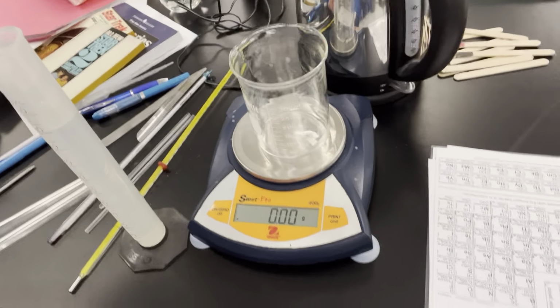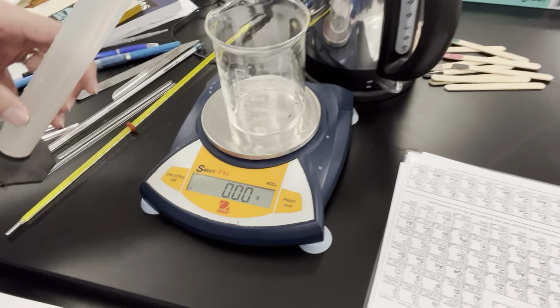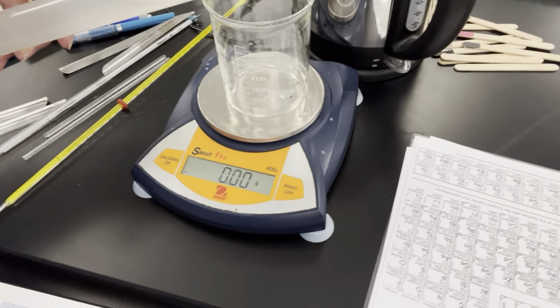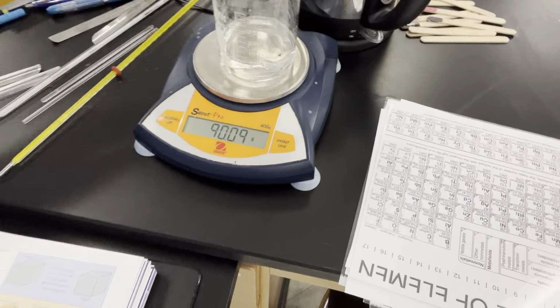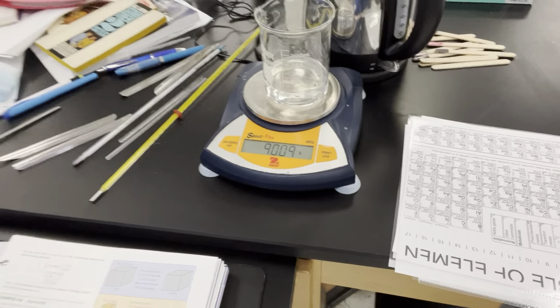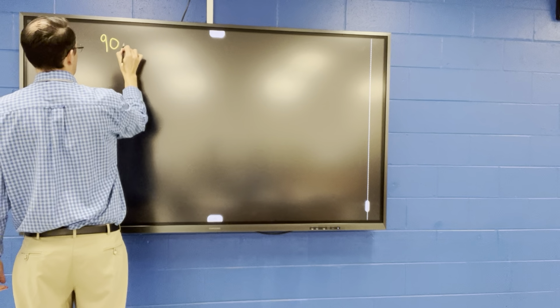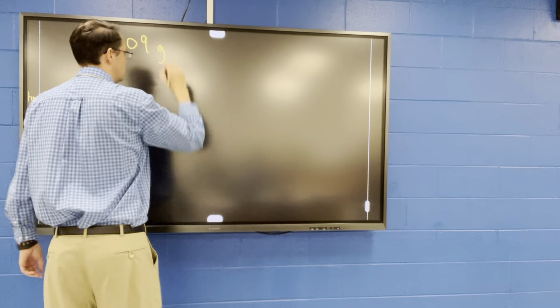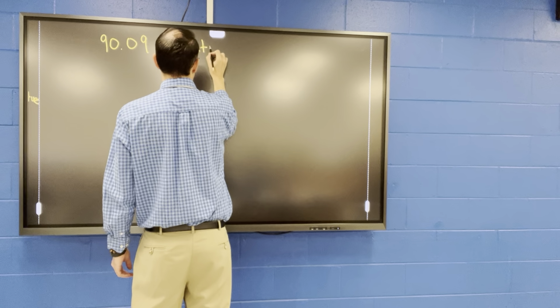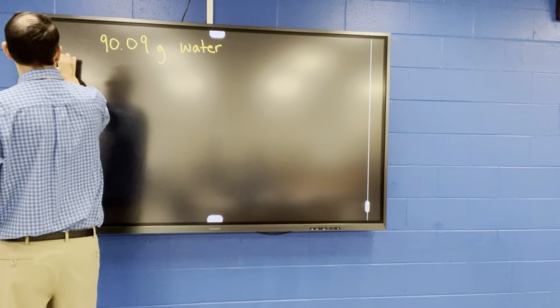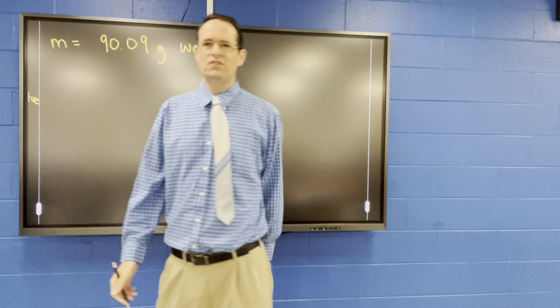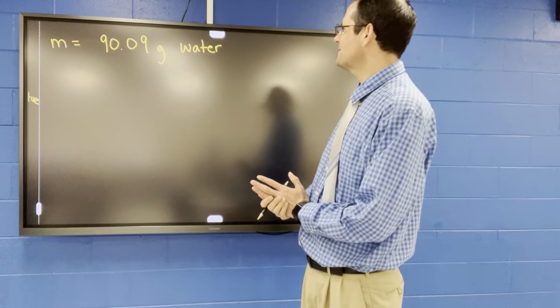I have a balance, and I have some water in here. It's zeroed out and ready to go. That's 90.09 grams. Remember that grams is a mass, and we use the symbol M to stand for mass.